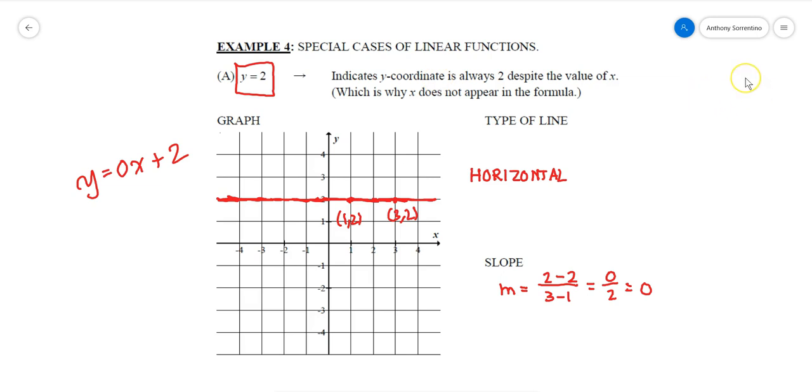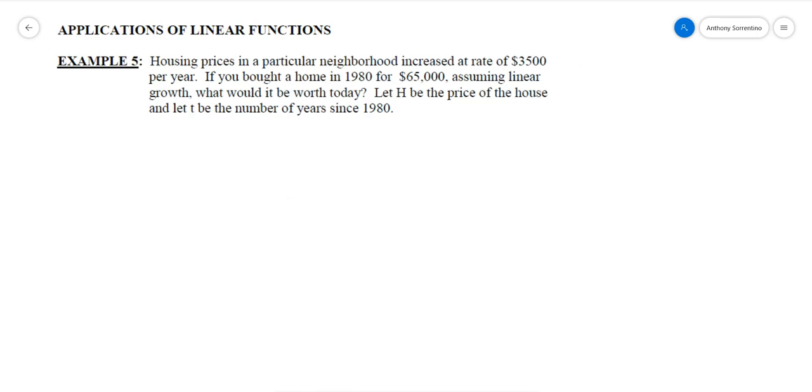Since these are functions we've been dealing with, even if it's written in slope-intercept form, we could use functions for various reasons and applications. So let's have a look at a couple of them that you were presented in the last couple of examples. Housing prices in a particular neighborhood increased at a rate of $3,500 per year. If you bought a home in 1980 for $65,000, assuming linear growth, what would it be worth today? Let H be the price of the house and let T be the number of years since 1980.